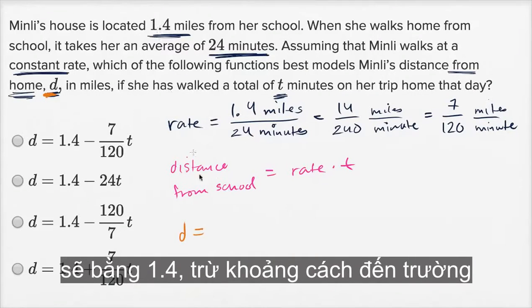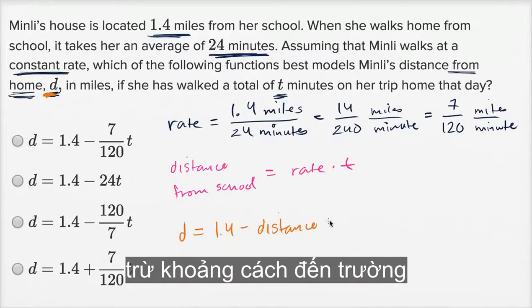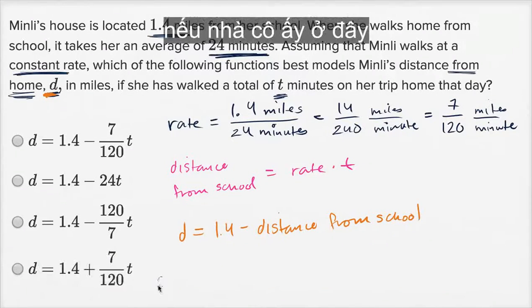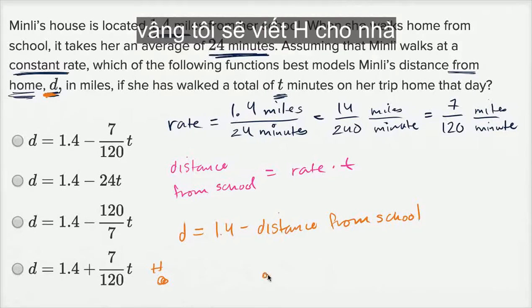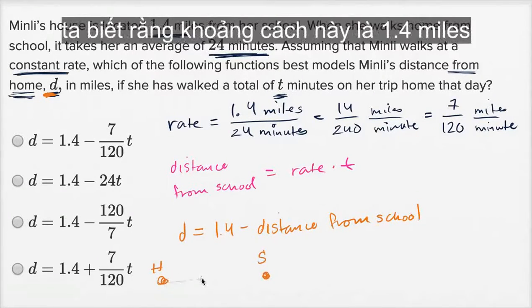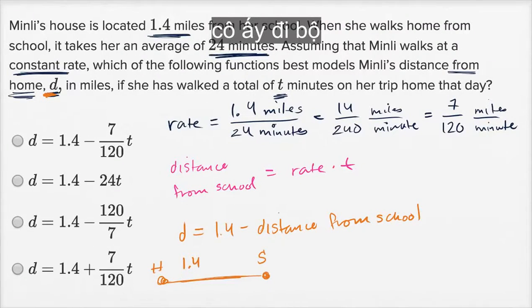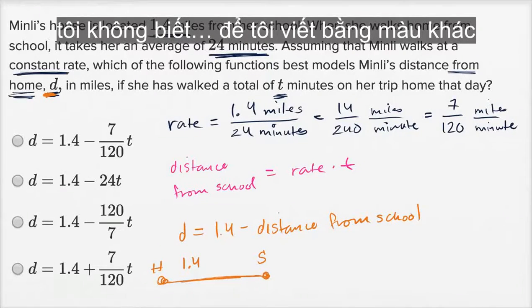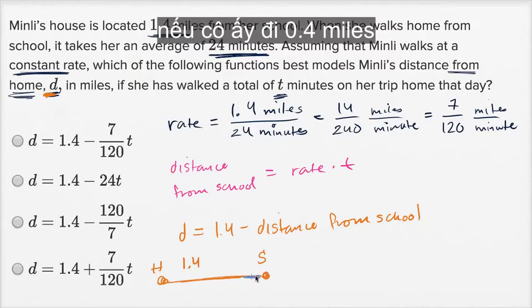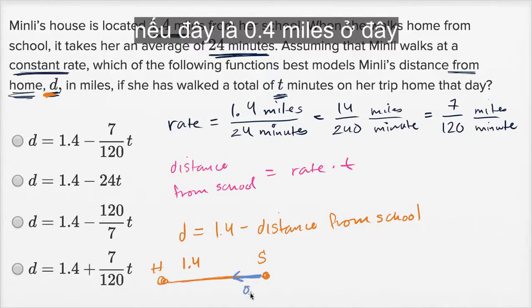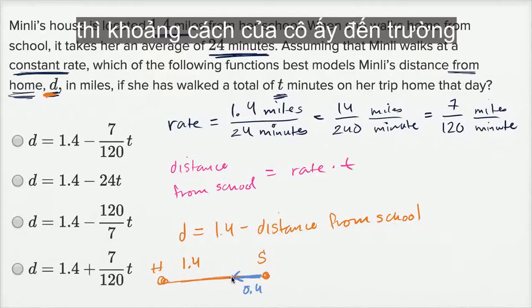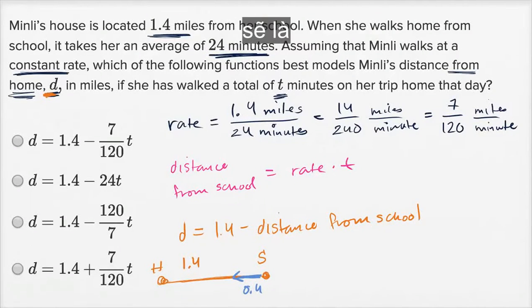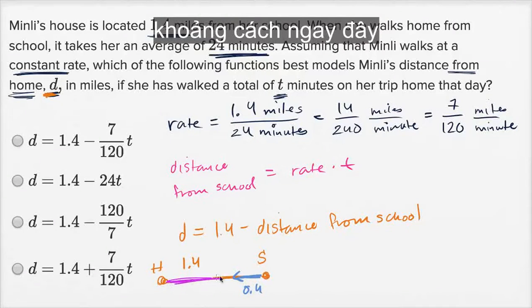That's going to be 1.4 minus distance from school. And if that doesn't make sense, just think about it. If this is her home right over here, I'll write H for home. If this is her school right here, S for school, we know that this distance right over here is 1.4 miles. Now, if she has walked, say, 0.4 miles, if this is 0.4 miles right over here, then her distance from home is going to be 1.4 miles minus that. It's going to be this distance right over here.